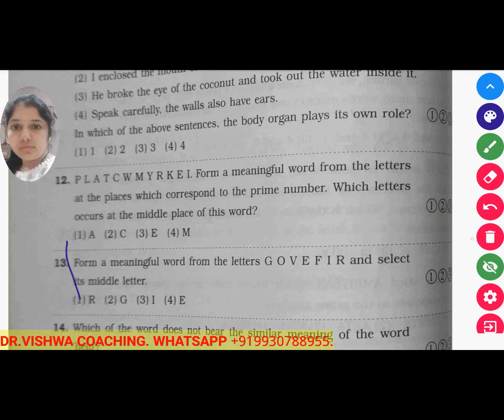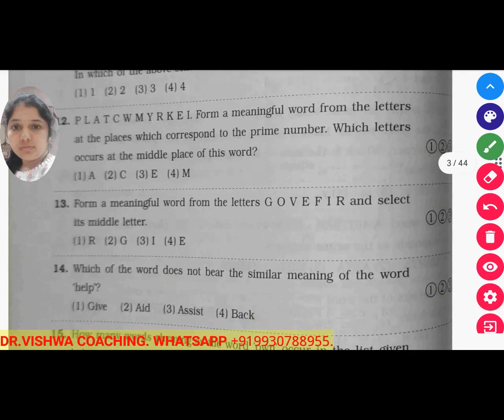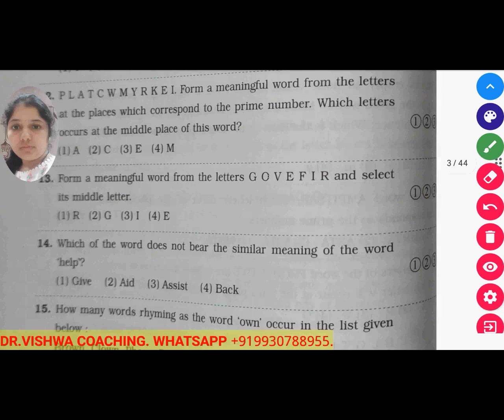Like this, you can try to solve the rest of the sums. And again here you have to form the meaningful word out of GOVEFIR. So forgive is the meaningful word from here, and you have to find out which letter is at the middle.